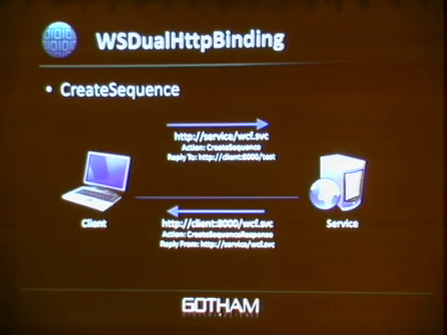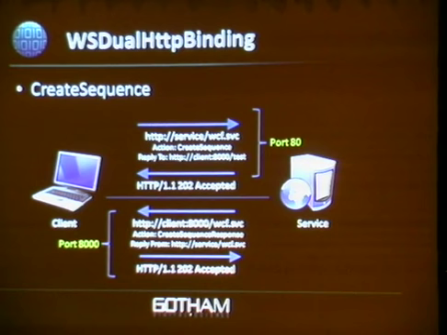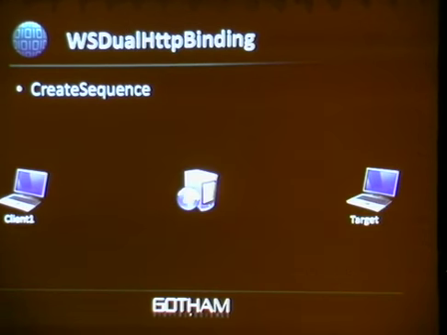Again, this isn't a response to my request. This is a separate request that's being initiated by the service. It's then going to respond back to the client with a 202 accepted in response to the create sequence request, and then the client is going to send a 202 back to the service. The important thing to note here is that there are two completely separate conversations going on. One is between the client and the server going over port 80. The other is between the server and the client going over whatever port the client has opened up for this purpose. So that's how it's supposed to work.